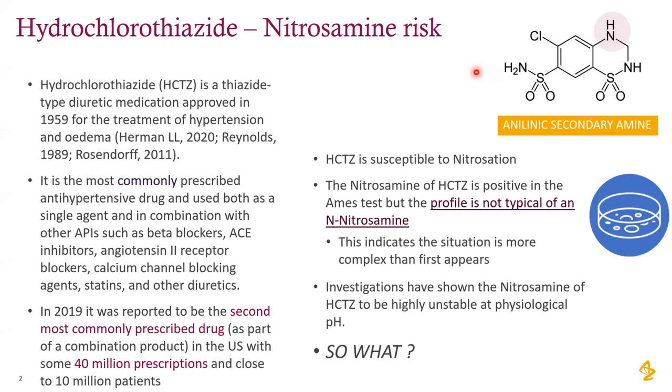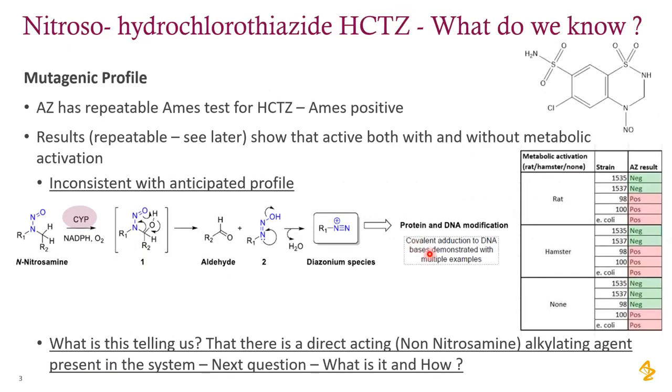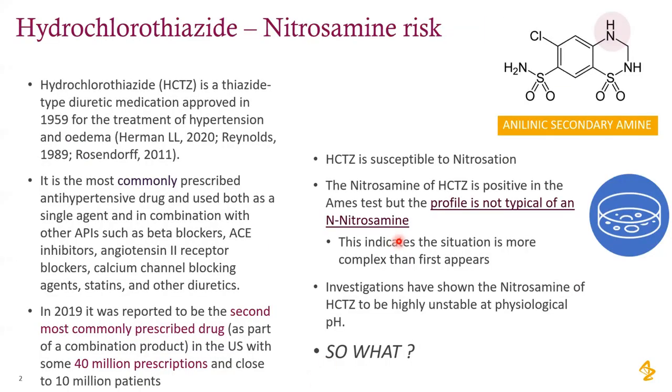So the obvious thing that was done was an Ames test was carried out. And as far as the Ames test was concerned, it was Ames positive. But the key thing, and this is where the twist in the tail starts to happen, is that the profile was not typical for a nitrosamine. It certainly would indicate, from the Ames profile, that the situation was more complex than we'd originally anticipated.